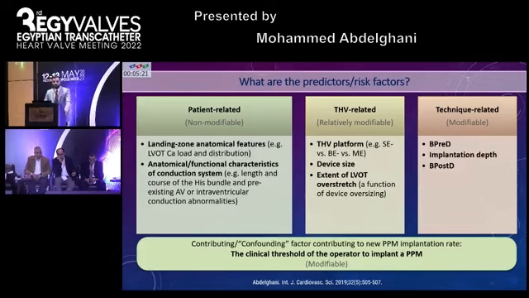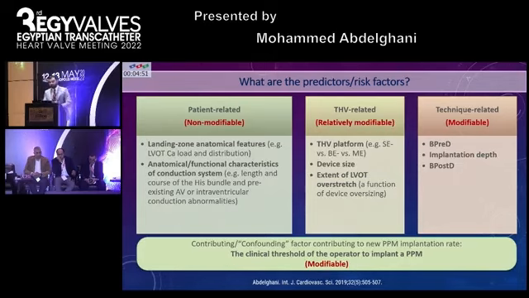And the technique-related factors are important, especially implantation depth. A deeper implant will bring my device closer to the conduction system, and a shallower implant will probably spare my conduction system. Balloon pre-dilatation has also been linked with conduction disturbances, and some studies have also confirmed the relationship between post-dilatation and conduction disturbances.